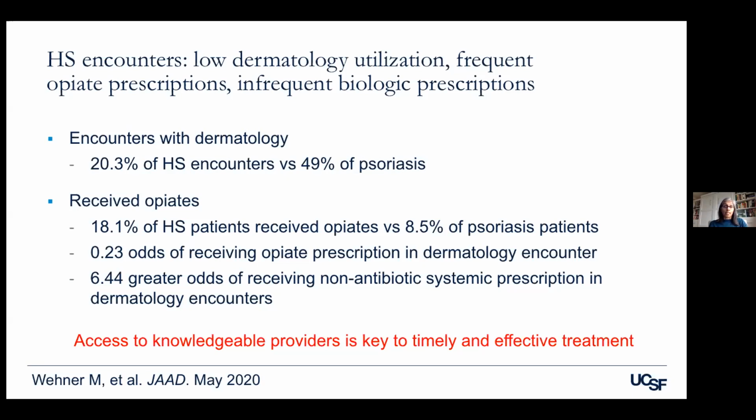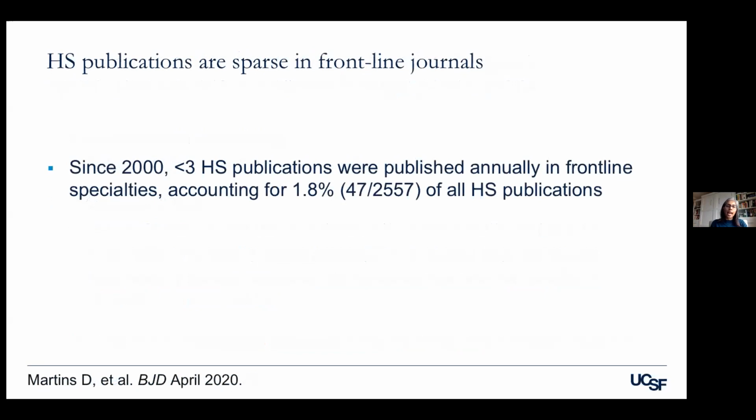But as we saw, the majority of HS patients really aren't seeing dermatology, and frankly, they don't have access to dermatology in many parts of this country. So we wanted to better understand, if these patients are seeing frontline providers for their HS, what kind of information are frontline providers getting in a regular way about HS, what kind of education and resources do they have access to. So we looked at HS publications in journals for frontline providers since the year 2000. And what we found was quite enlightening and frankly quite devastating.